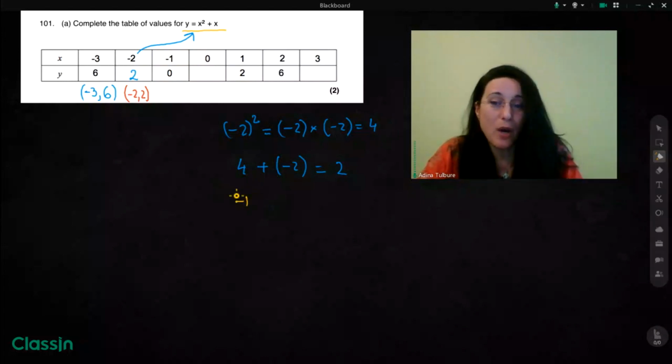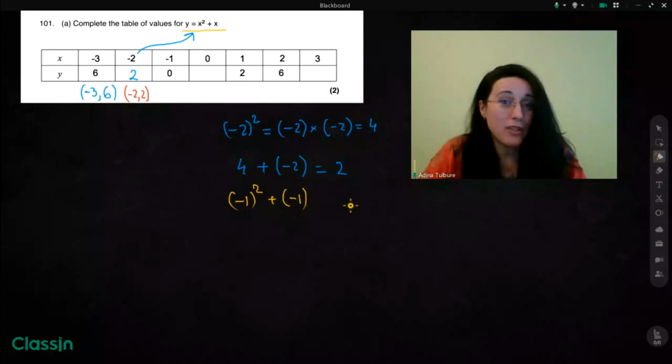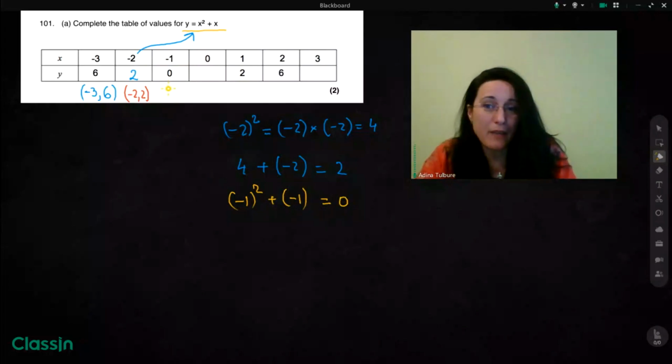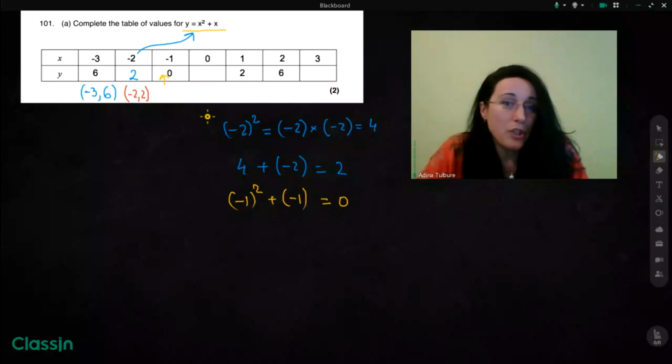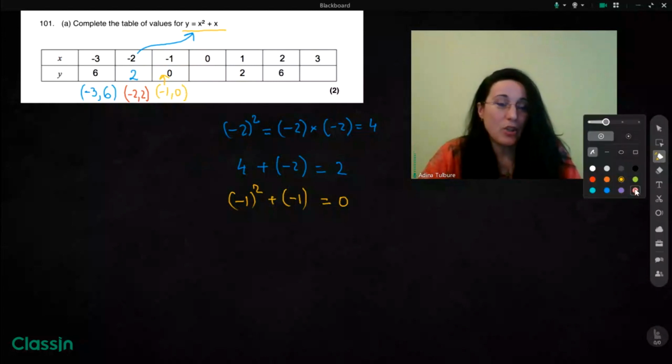So negative 1 squared plus negative 1, we've just substituted x by minus 1, equals negative 1 to the power of 2 is 1. 1 plus minus 1 is 0. They have given us the value, so we don't need to calculate it, but just for you to see how this works. Okay, so this is the value, minus 1, 0. This is the next point. Let's go to the next point now.